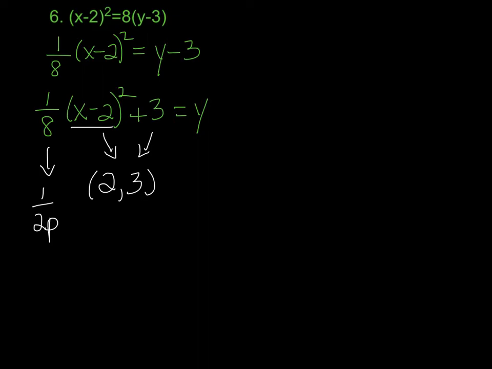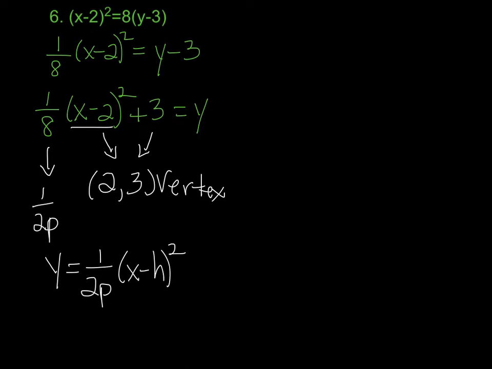So those will be the coordinates of my vertex. Now, just to backtrack, remember that this particular parabola opens up, so the equation that we use is 1 over 2p, and then it's x minus h, that quantity squared, plus k. So that's where I'm getting this from. The h being the x value, the k being the y value for the vertex.